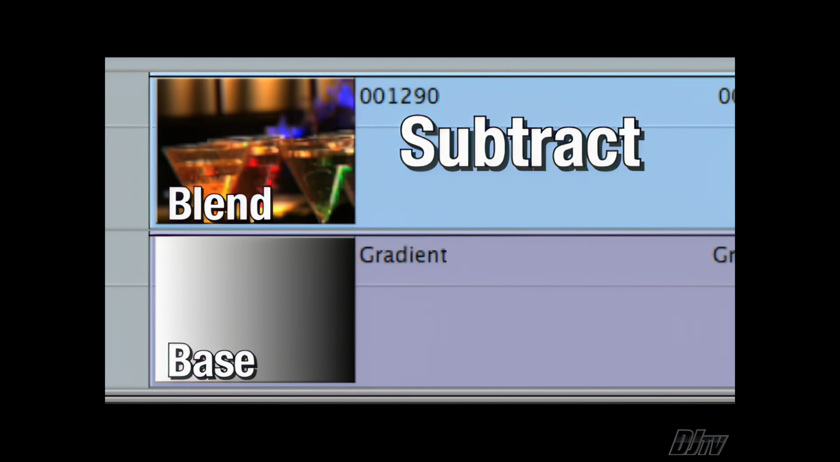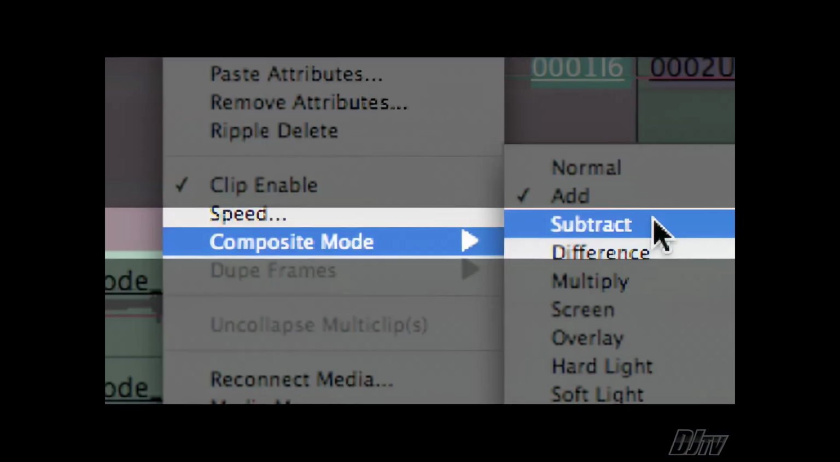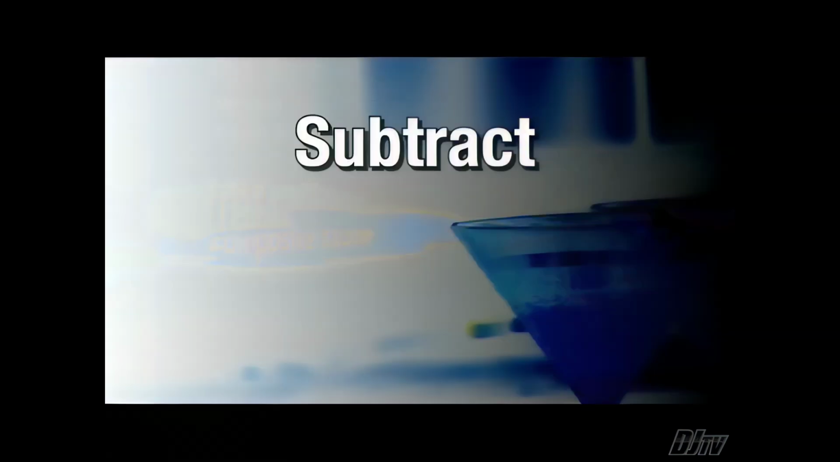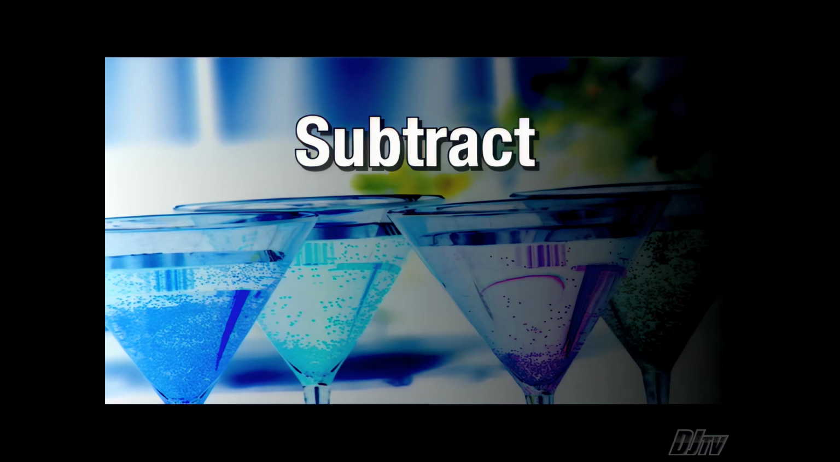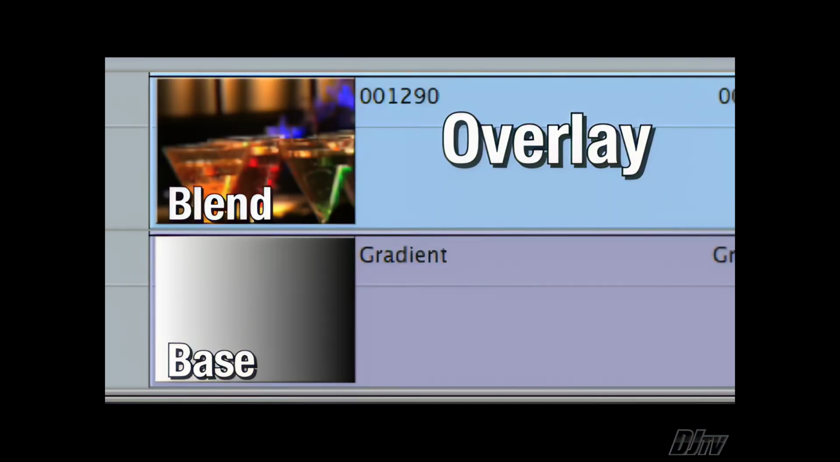Subtract, as you would guess, does the opposite of add. It subtracts the color value of the blend layer from the base, resulting in a darker image. Black appears as transparent. Overlay is one of the most interesting modes.